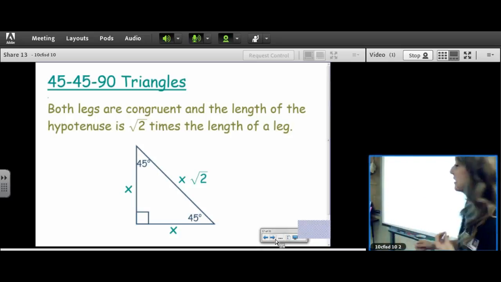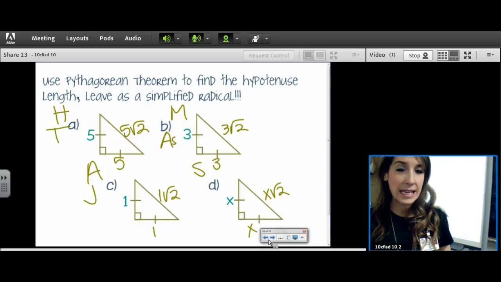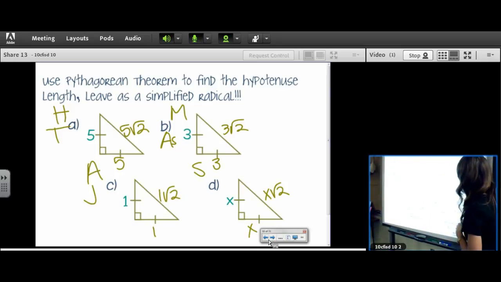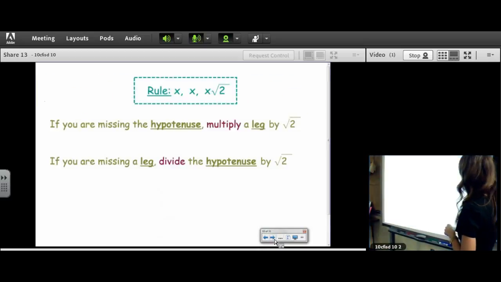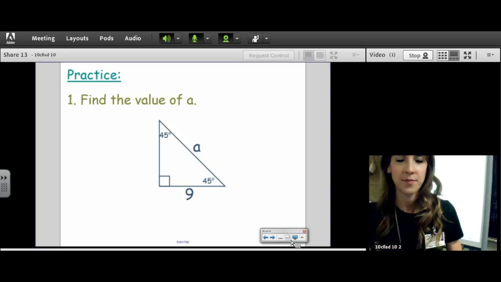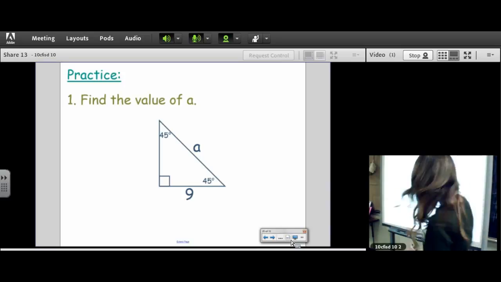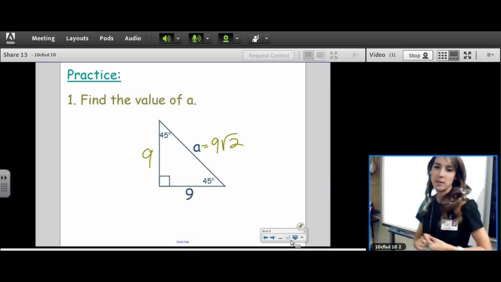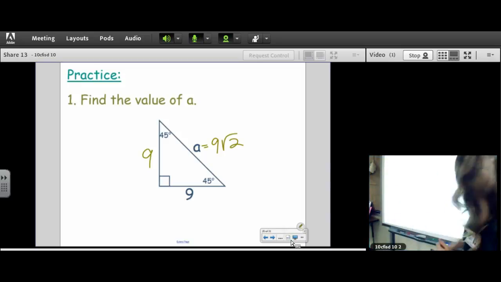A wonderful shortcut that allows you to not have to do all the work you did to find the missing hypotenuse in these examples, when you added them and then you factored, square root of 50 or whatever. So let's try out our new rule on some examples, starting easy. 9, 9, 9 root 2, right? So we can find all of the missing sides, the hypotenuse being 9 times radical 2. No math, no work shown, right?